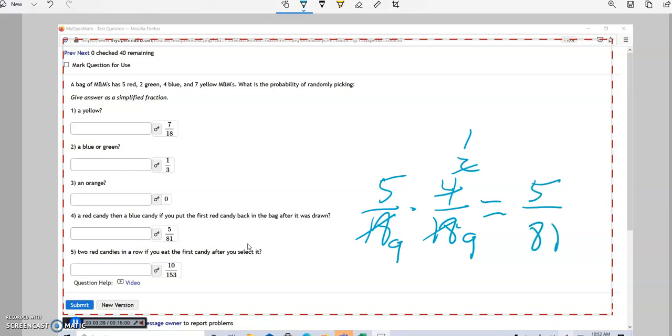Okay. And 2 red candies just in a row if you eat the first one. So 5 out of 18 times 4 out of 17, okay? Because there's one less of each. So 4, so you go to 2, you got 9 here. So you got 10 out of 153.